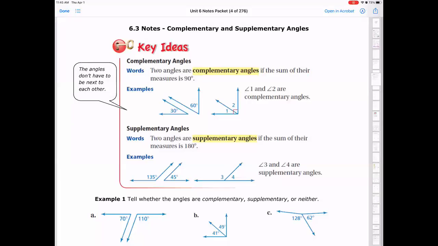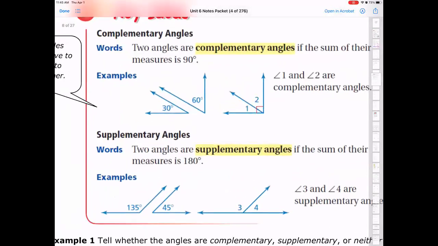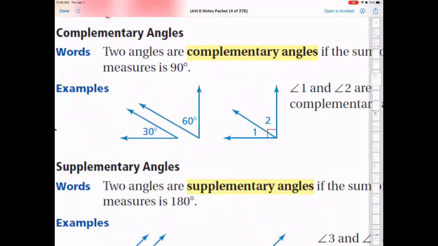All right, today we are looking at 6.3, talking about complementary and supplementary angles. Now, in order to be complementary, two angles form together and create 90 degrees. So here's a prime example of one where you see an angle measure that is 30 degrees. And then if you combine that with an angle that is 60 degrees, well, 30 plus 60 gives you 90. And so as a result, you can say then that angles 1 and 2 are complementary with one another.